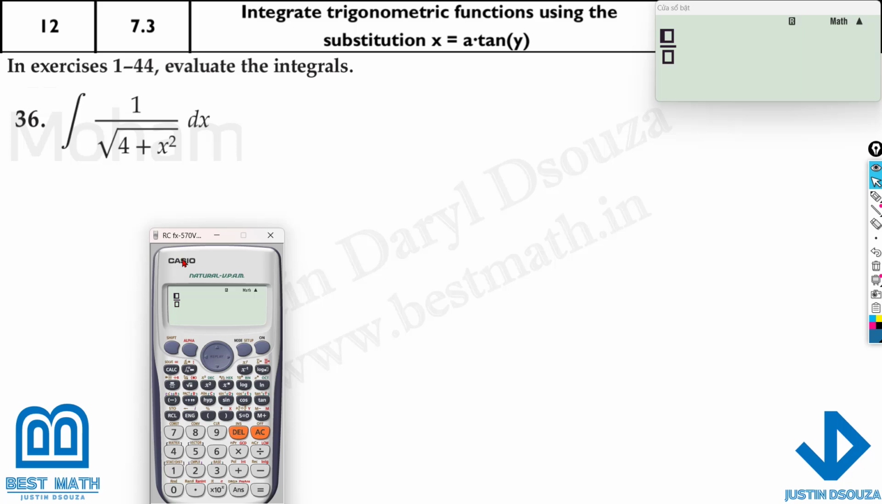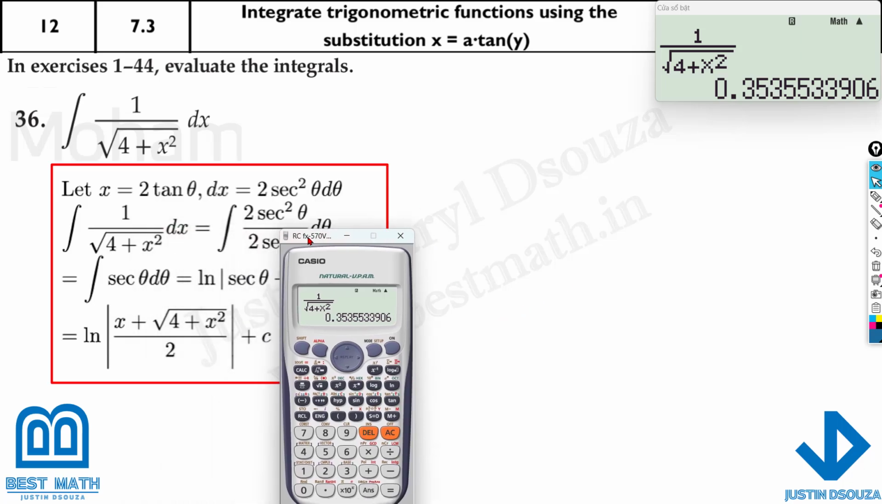Similarly, you can try the other ones as well. It is 1 divided by square root of 4 plus x squared. Here we go, calculated at 2. The answer is 0.35355. I'll just keep it in my mind and I'll solve this solution here.